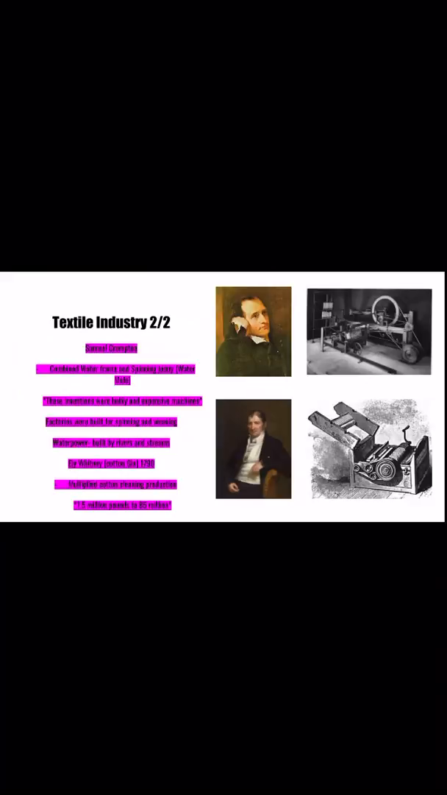Continuation of the textile industry. Samuel Crompton combined the water frame and the spinning jenny, which in turn created his very own creation, the water mule. These inventions were bulky and expensive machines. Factories were built for spinning and weaving and used water power, which is why they were built by rivers and streams. Lastly, Eli Whitney created the cotton gin in 1790. It multiplied cotton cleaning production from 1.5 million pounds to a staggering 85 million pounds.